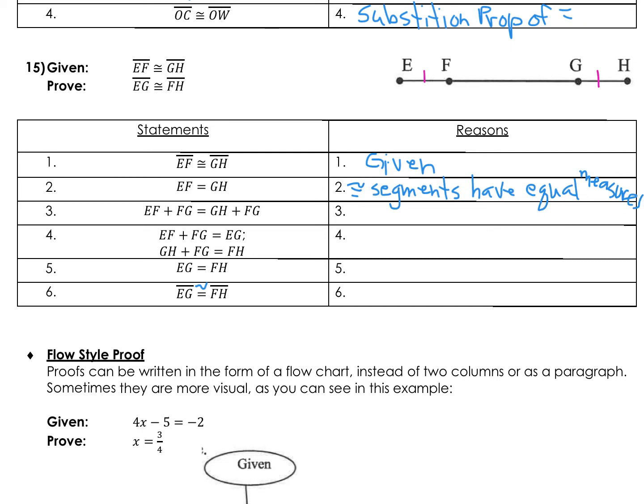Okay. So then from the second statement to the third statement, notice that E and F are still on the left side, and GH and GH are still on the right side. The only thing that's different between statement 2 and 3 is that we are adding this FG to both sides. That's it. We're just adding FG to both sides. So if we're adding something to both sides, isn't that the addition property of equality?